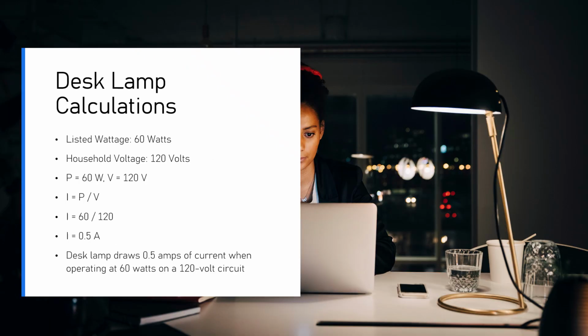Within the assignment prompt, we were asked to calculate how many amps a common household item would use when operating at its given wattage on a 120 volt circuit. I opted to look closer at my desk lamp. This lamp has a listed wattage of 60 watts. With this and the pre-chosen voltage of 120 volts in mind, I was able to calculate how many amps this desk lamp uses by dividing the watts by the voltage. As you can see, this is 60 over 120, meaning the lamp draws about 0.5 amps of current when operating at 60 watts on a 120 volt current.